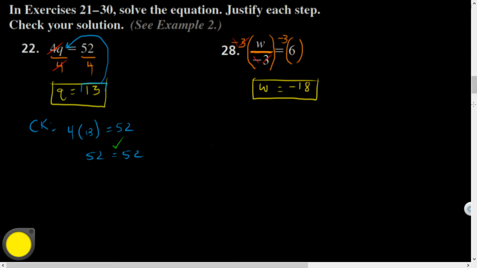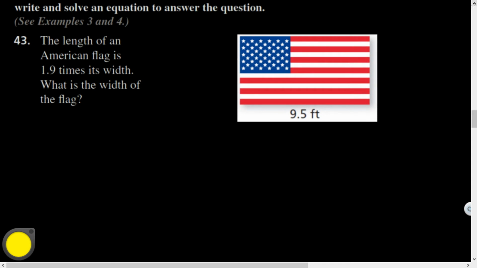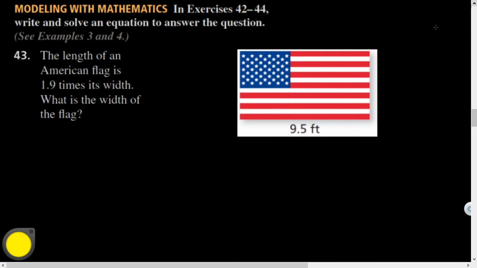Let's keep cruising here. We got lots to do. Where's my scroll bar? There it is. All right, let's define a variable here. So the variable, I gave you a clue a while back. I said the variable is usually the question that they're asking.